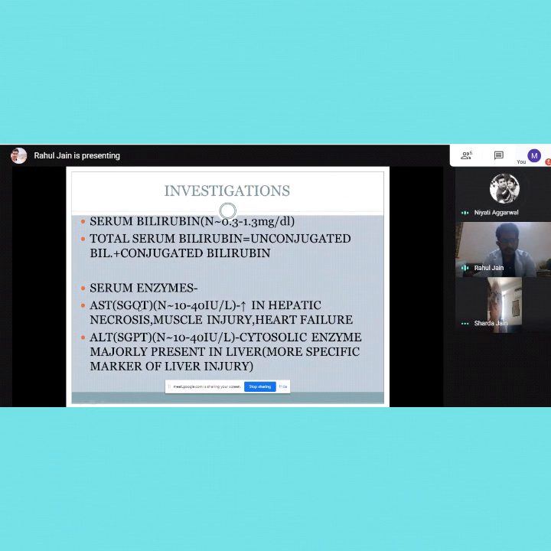So what is to be remembered here is that AST is not specific for liver, while ALT is very specific for liver. AST can rise in hepatic injury, muscle injury and heart failure, all three. So AST can rise in hepatic necrosis, muscle injury and heart failure, but ALT will only rise in liver injury. So it is a very specific marker for liver injury.